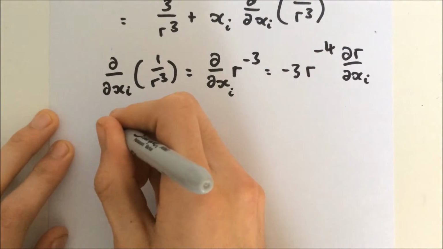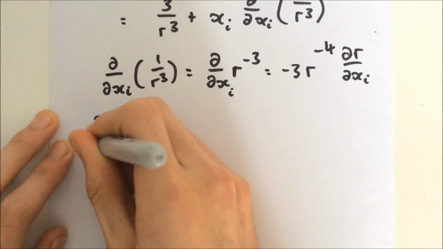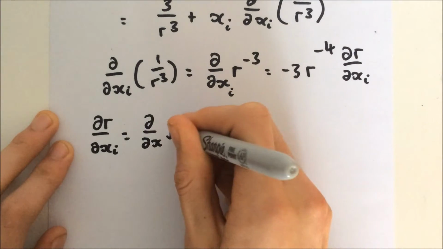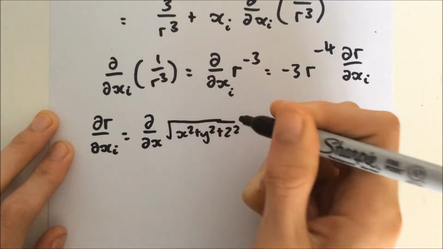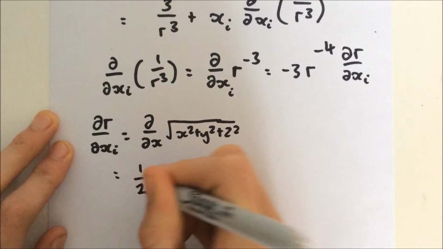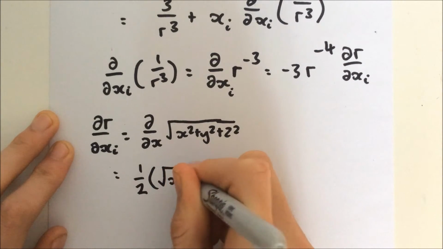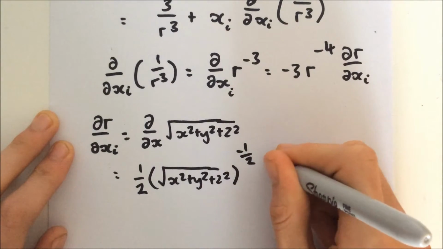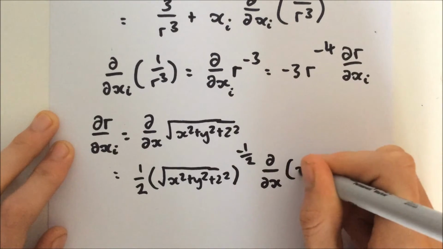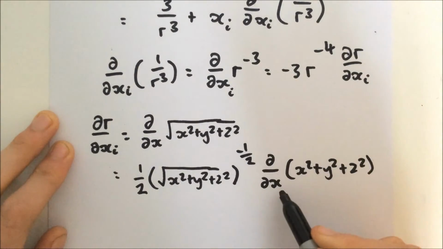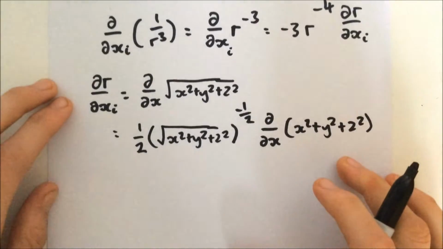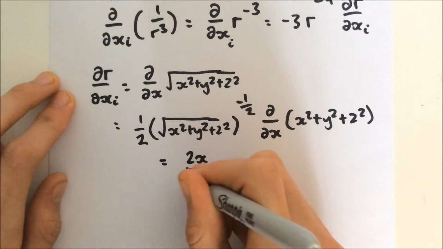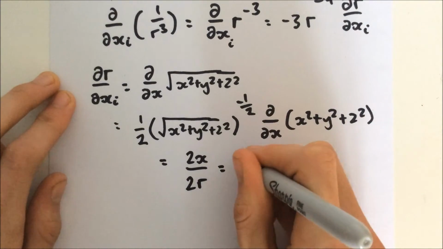So, now I need to find the partial derivative of r with respect to xi. It's very simple calculus. That's just d by dx of the square root of x squared plus y squared plus z squared. That's equal to a half times the square root of x squared plus y squared plus z squared to the power negative a half, multiplied by the partial derivative with respect to x of the inside, which is 2x. So we get 2x divided by 2r, which is x over r.